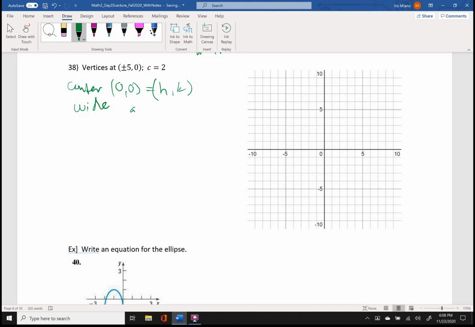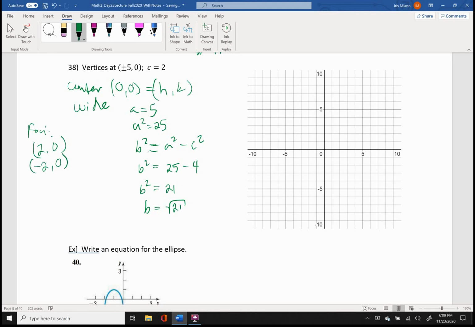So that tells us A equals 5, so A squared equals 25. B squared equals A squared minus C squared, right? It's supposed to be an equal sign. So that means that B squared equals 25 minus 4, because C was a 2. So that means B squared equals 21. So B equals root 21. Great. Do we need any more information than that? We need foci. Foci are going to be at 2, 0, and negative 2, 0, because the C value was given to us. So that was quick and easy.